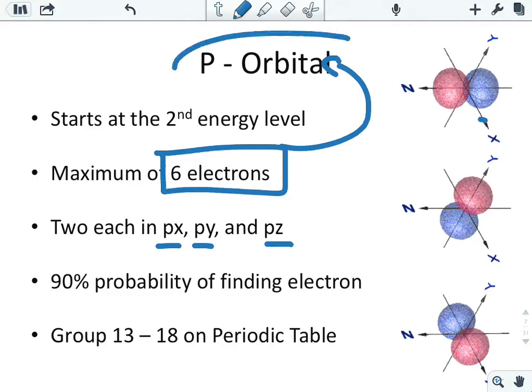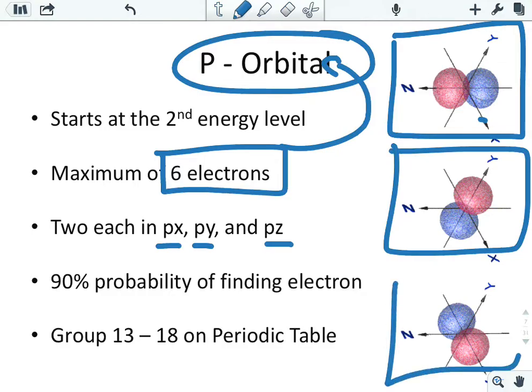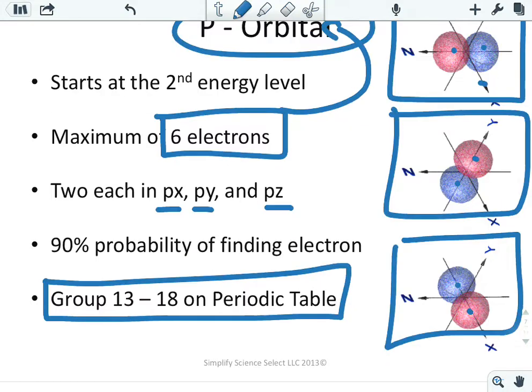Now the entire p orbital would be made up if all of these were put together. That's the entire p orbital. And in the p orbital, we see that broken up into those suborbitals, and that's where we'd have 2 electrons here, 2 electrons here, and 2 electrons here, for a total of 6. Okay, they are group 13 through 18 on the periodic table. We call that the p block, and we're going to show you more of that in just a second.